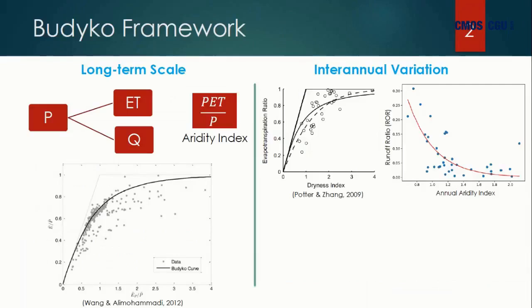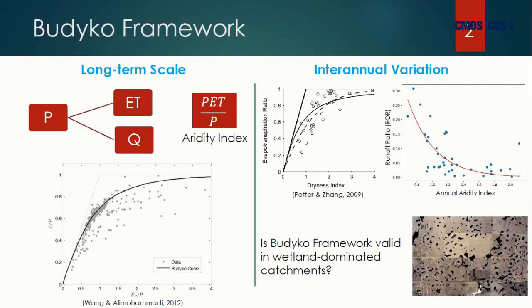And they use it for interannual variation of evapotranspiration ratio or runoff ratio in a single catchment. In this study, we want to check whether the Budyko framework is valid in wetland-dominated catchments or not, because we know that potholes highly affect runoff generation in pothole-dominated catchments.